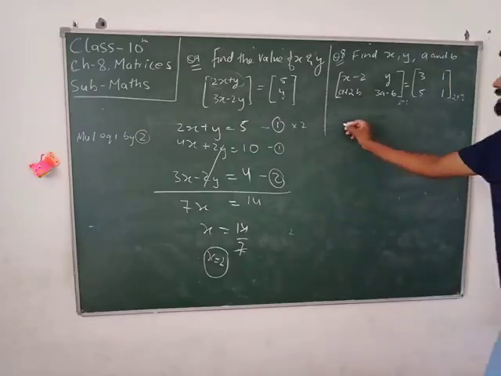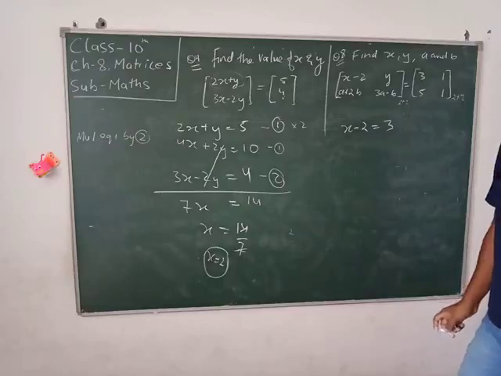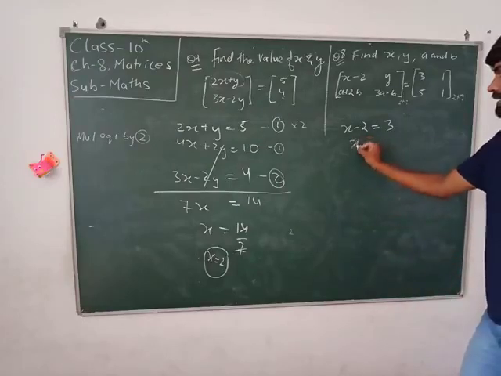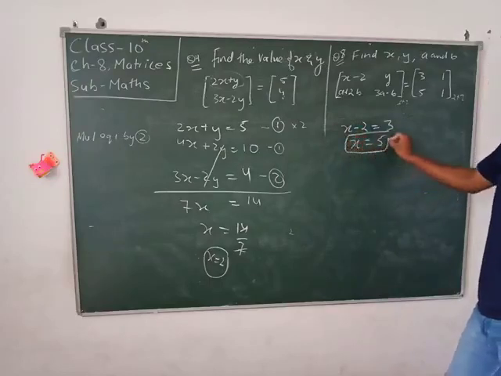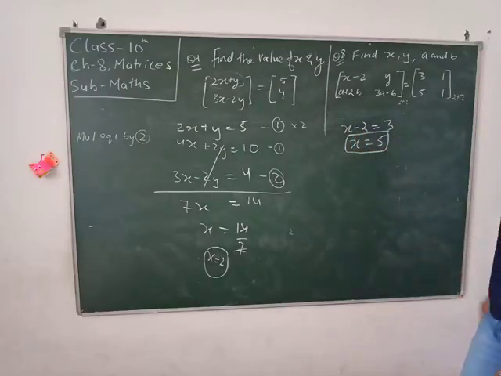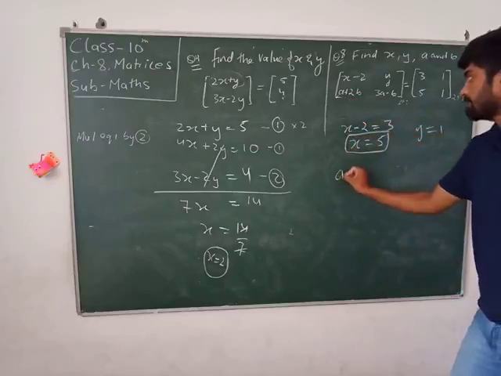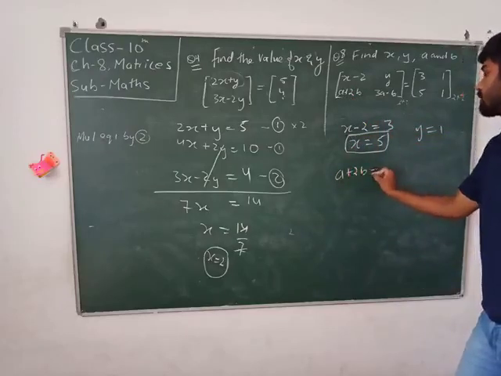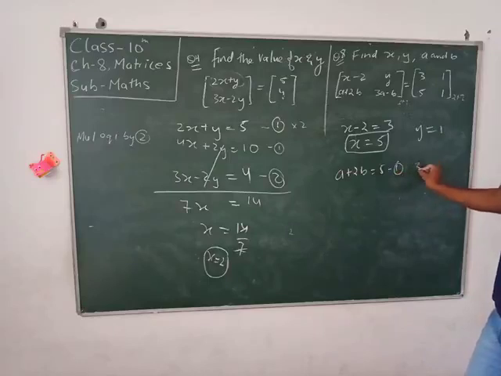So I'll be writing x minus 2 equals what? 3. Can I get the value of x? Yes, I can. Minus 2 can go on that side, and x is going to become 5. Simple. I got the value of x. How to find the value of y? y equals 1, because they both are equal. This a plus 2b equals 5. This is equation 1. And what is equation 2? 3a minus b equals 1.